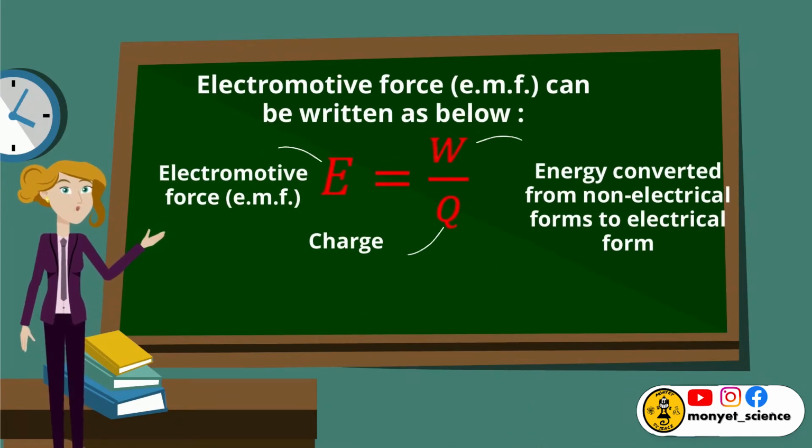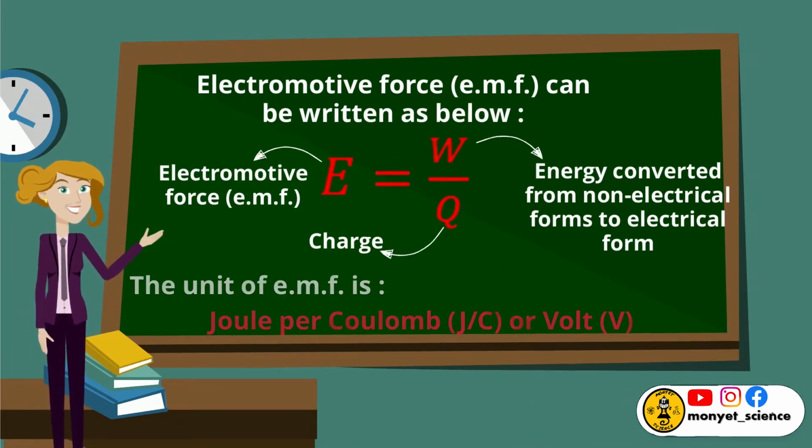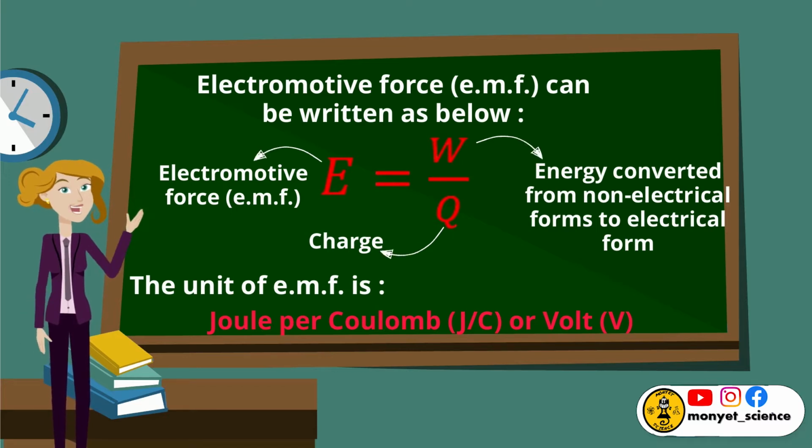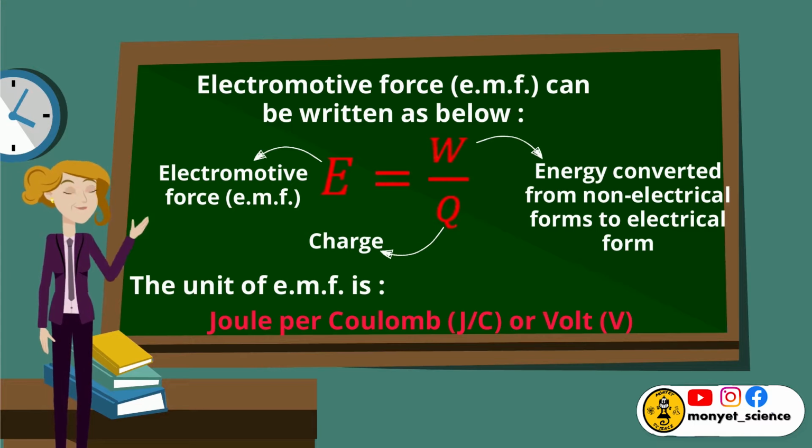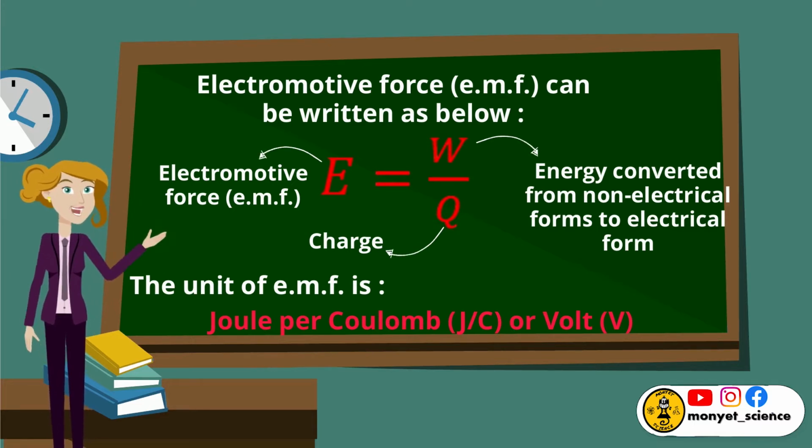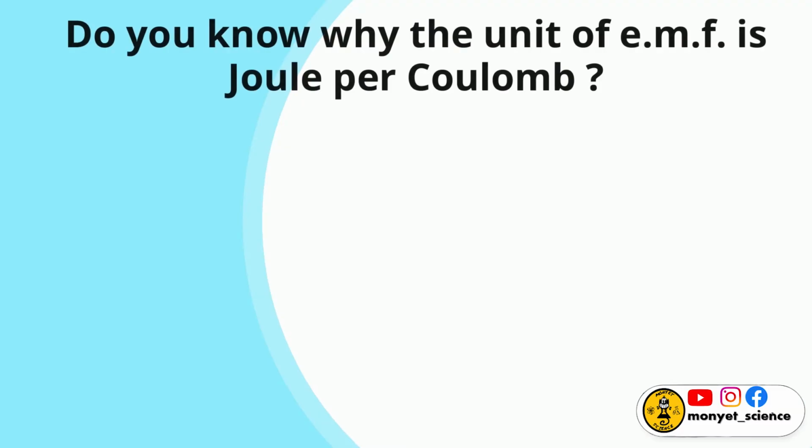Electromotive force can be written as the equation shown below, where E is the electromotive force, W is the energy converted from non-electrical forms to electrical forms, and Q is the charge. The unit of EMF is joule per coulomb, or volt.